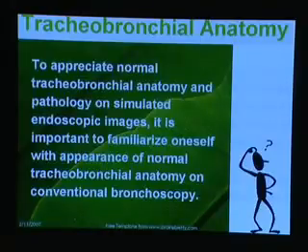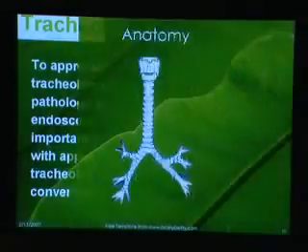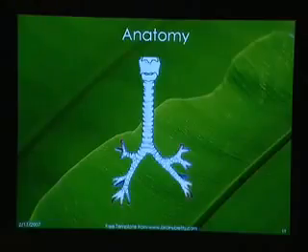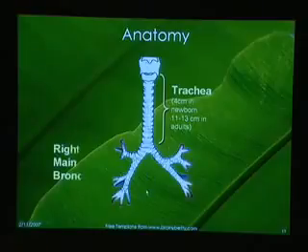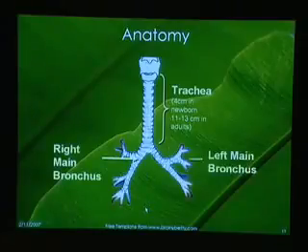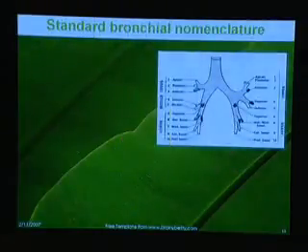To appreciate the normal tracheobronchial anatomy and pathology on simulated endoscopic image, it is very important to familiarize oneself with the appearance of the normal tracheobronchial anatomy on conventional bronchoscopy. Okay, we have the trachea, which is 4 centimeters in the newborn and 11 to 13 centimeters in adults. The trachea then bifurcates into right main bronchus and left main bronchus at the level of the carina.